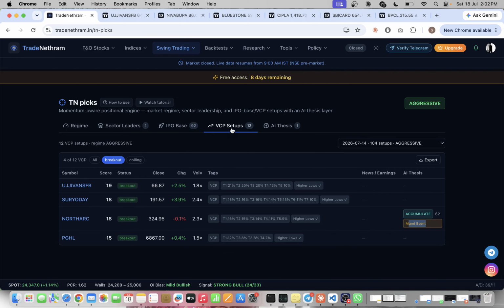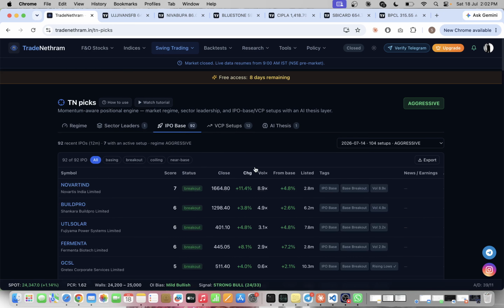So in the VCP section, all the stocks which were not listed in the past 365 days, or the past 1 year, will be coming up. In the IPO base, there is another thing happening: if the IPO price broke out, or if the IPO price did not break out, and if the VCP pattern is also forming, those stocks will be listed here.